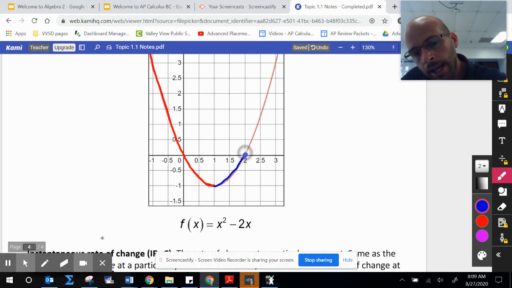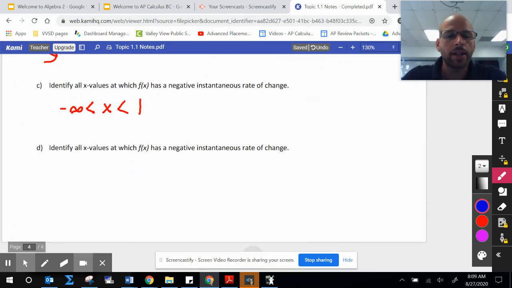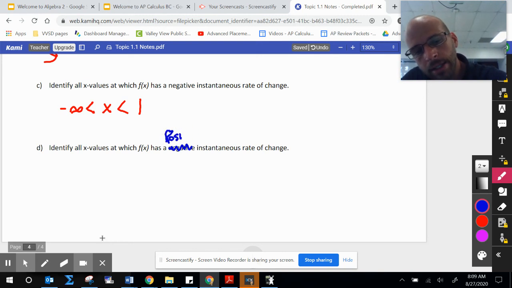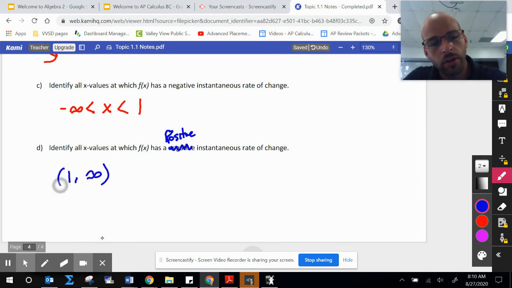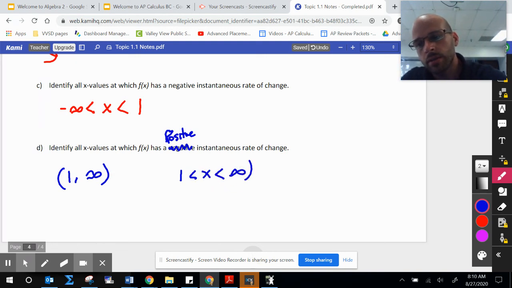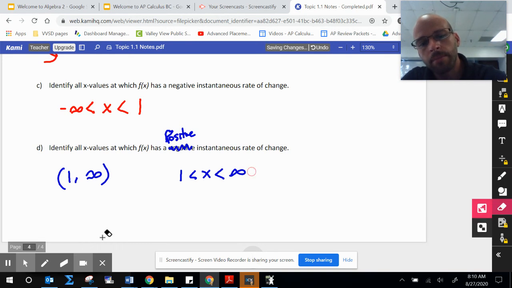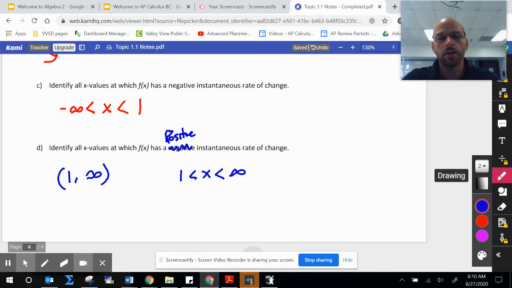However, on the right side, we know all the instantaneous rates of change are positive. Now I copied and pasted, so you can see a little typo here. I want to know for this last part, where are these positive? And that's going to be from 1. Oops. Well, we can do interval notation, or you can do inequality notation. Just make sure you don't include the 1 there because I don't need that parentheses. Because ultimately the slope at that point is not positive nor negative.